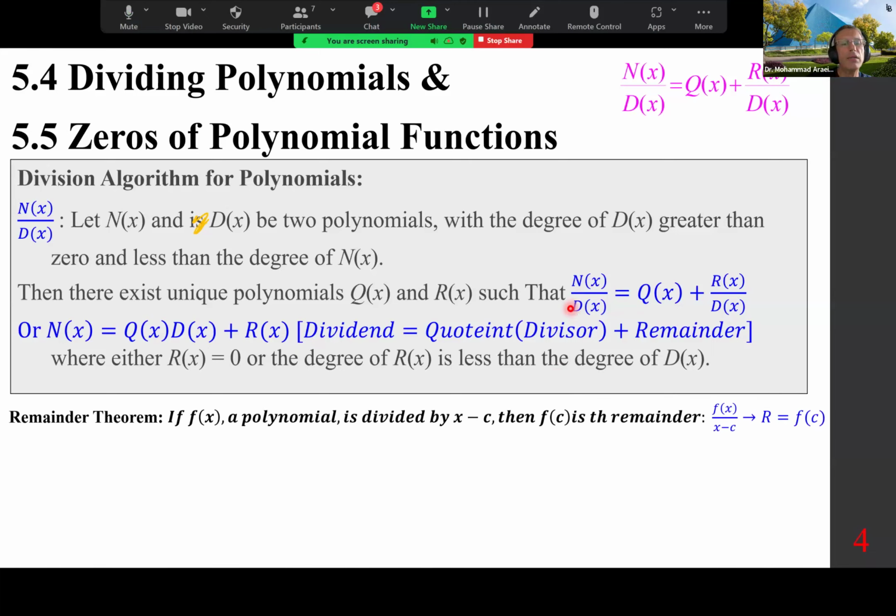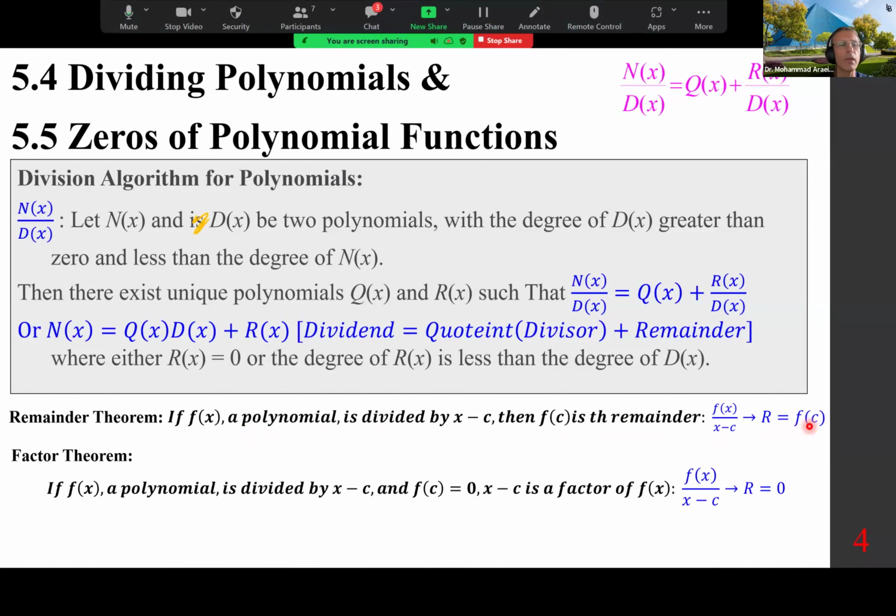Here's the remainder theorem. If f of x, a polynomial, is divided by x minus c, then f of c is the remainder, f of x over x minus c, or is f of c. All you have to do, plug in. You can either do the division or evaluate it at c.